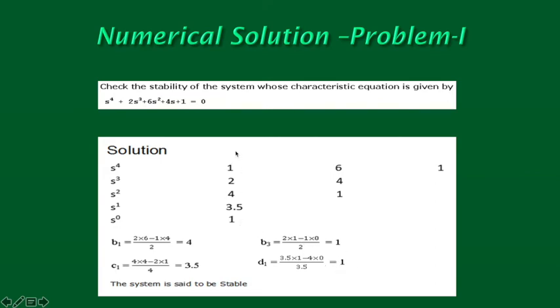So where you see that in the first column there is no sign change, that means there are no poles present on the right-hand side of the s-plane. So the system is stable.